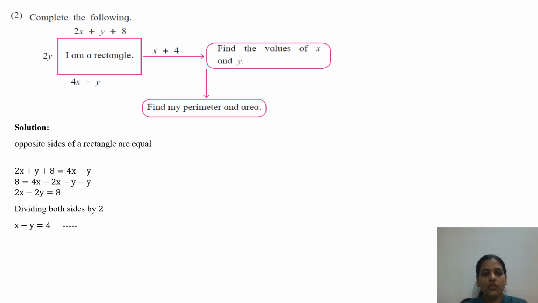Correct? Because 2 4s are 8. So therefore it is 4. And this is your equation number 1. Next is what? x plus 4 is equal to 2y.